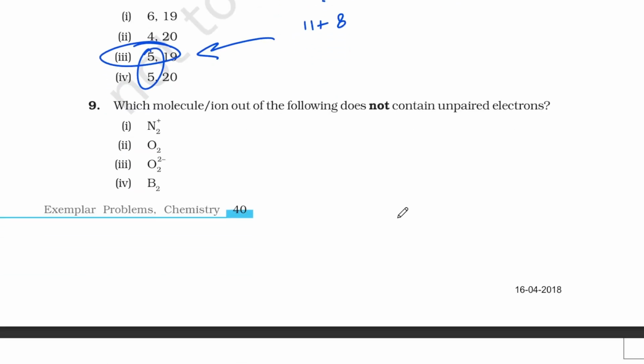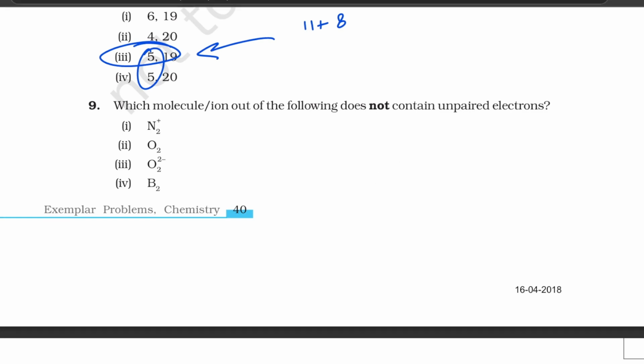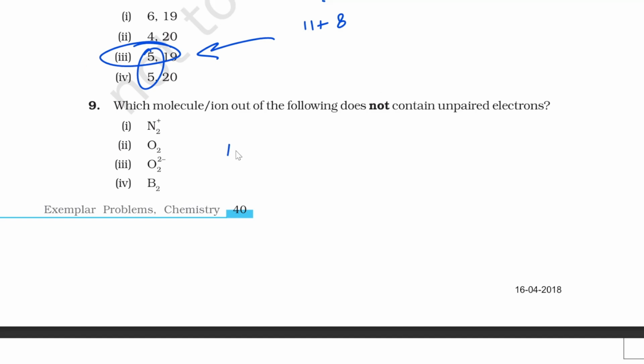Which molecule or ion out of the following does not contain unpaired electrons? Does not. Again, one of those questions that requires effort, requires theory basically. If you know the theory, great. If not, then we are in for a fun exercise. What is the theory? Sigma 1s2, sigma star 1s2, then sigma 2s2, sigma star 2s2. Up to here everything is the same, okay?